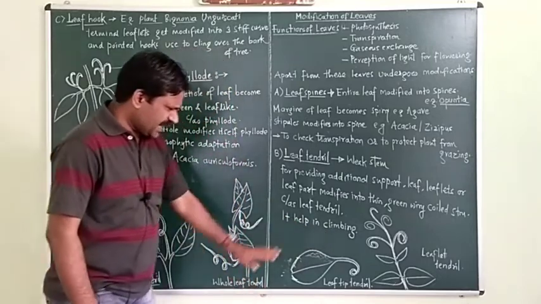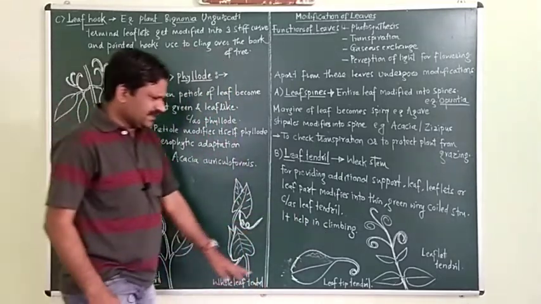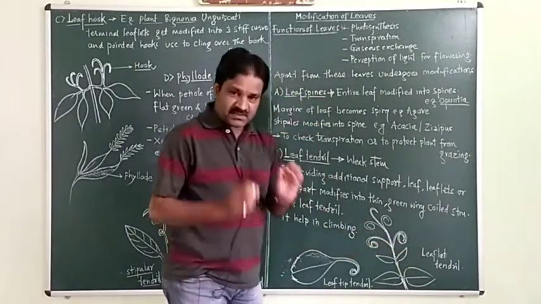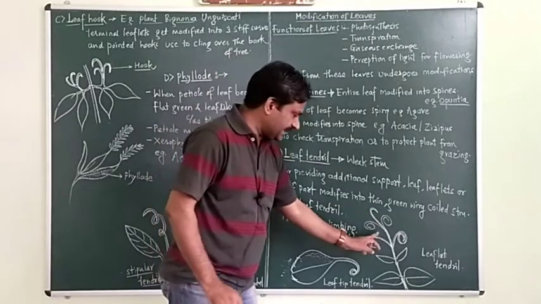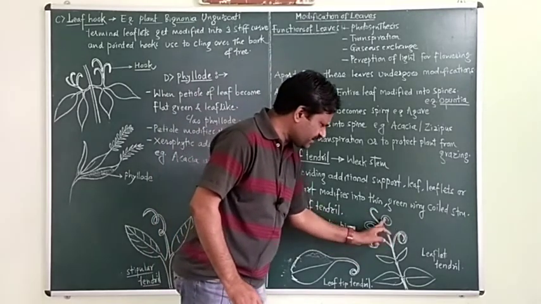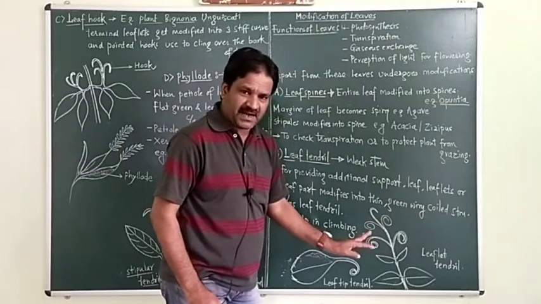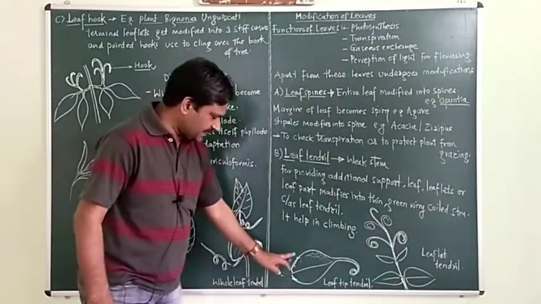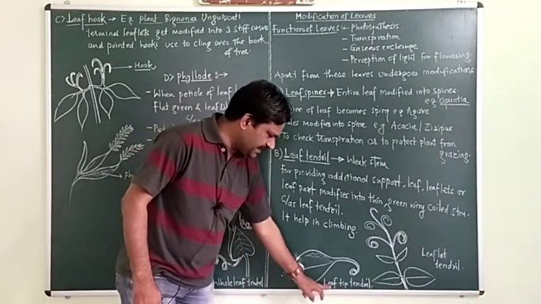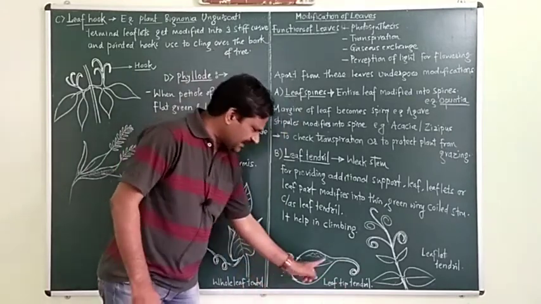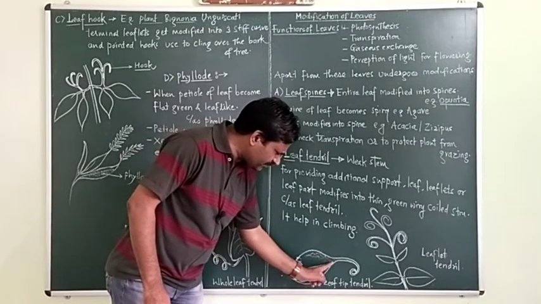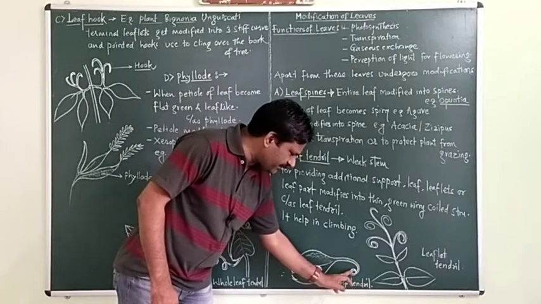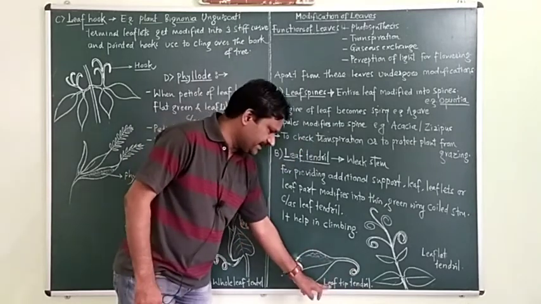Now see, these are the different kinds of tendril. Here is the leaflet tendril. Leaflet tendril means that the leaflet turns into a tendril. Tendrils are coiled wiry structures, and this wiry structure helps the plant to climb. Second is the leaf tip tendril, where only the tip of the leaf is modified into a tendril.